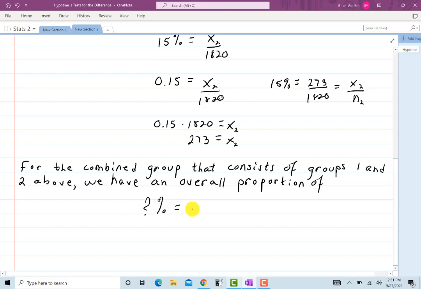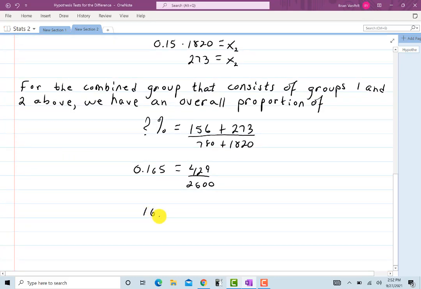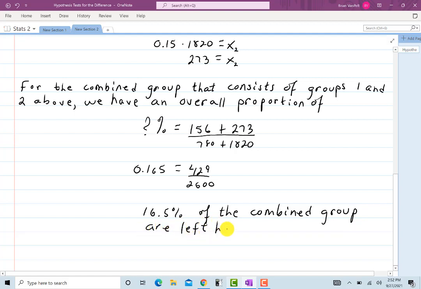So we had 156 lefties from the first group, and then we had 273 lefties from the second group, and that is out of a total of 780 people plus 1,820 people. If I simplify this, I get 429 out of 2,600. Then use your calculator to get this percentage. I get 0.165. So my overall percentage is 16.5% of the combined group are left-handers. So that's basically the idea.